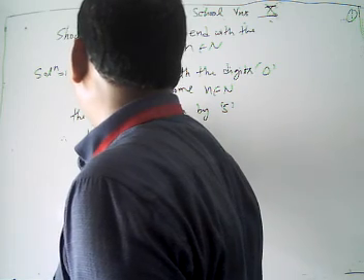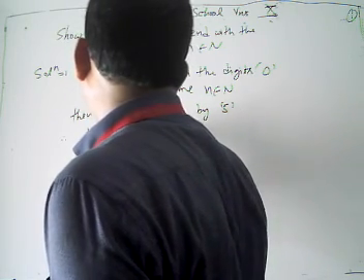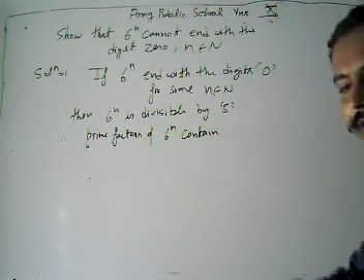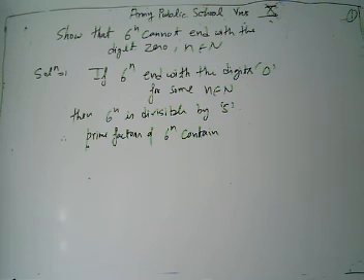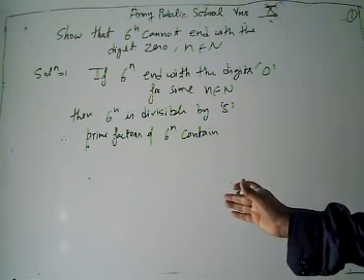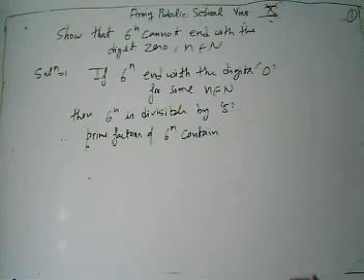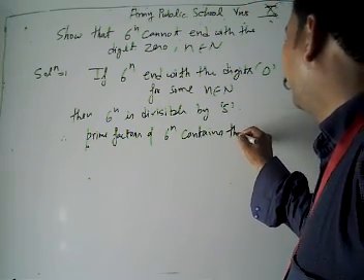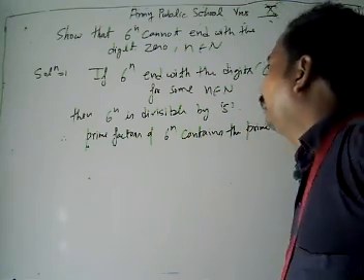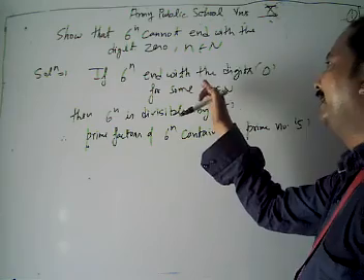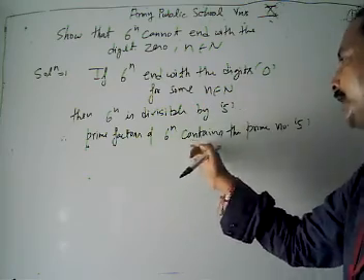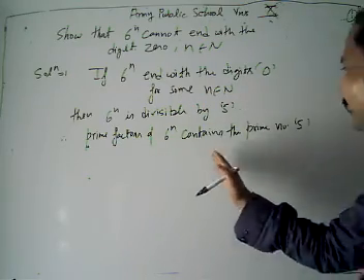we can say that the prime factors of 6 to power n contain 5, since 6 to power n is divisible by 5. What does it contain? The prime number 5. Look, we suppose that if 6 to power n ends with digit 0 for some n belongs to N, then 6 to power n is divisible by 5. Means the prime factors of 6 to power n contain the prime number 5 there.